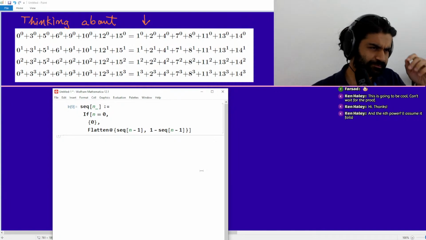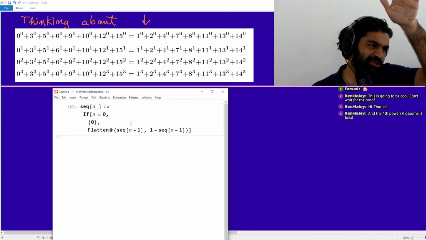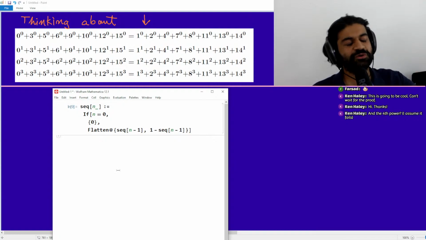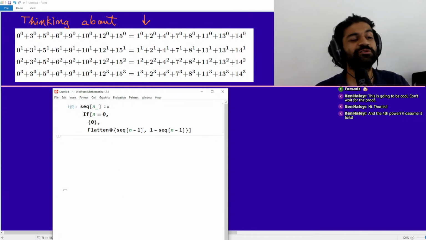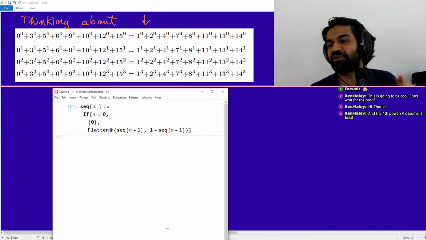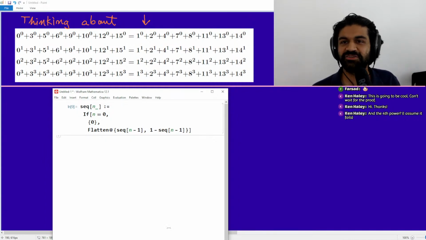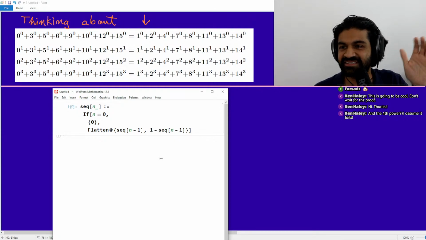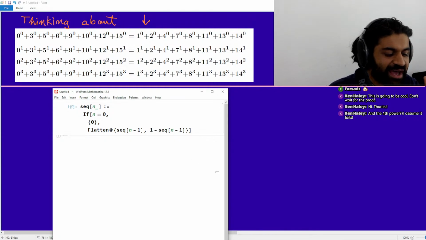Now we would like to use this to partition 0 through 2 to the n minus 1 into 2 separate lists. And then we want to check that the powers are going to equal on either side, basically. So how are we going to do that?